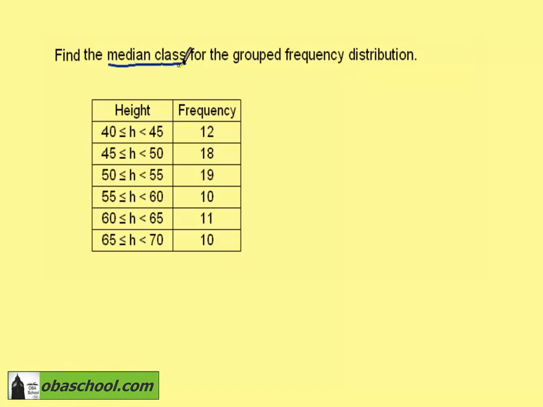Think about finding a median. You need to know how many pieces of data there are. Median, remember, middle. To find the middle, you need to know how many pieces of data there are. If we add this frequency column, we find that there are 80 pieces of data.